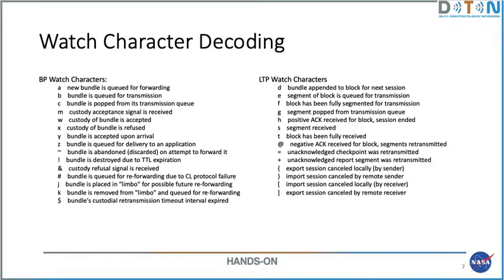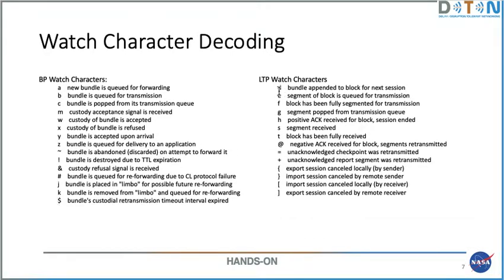Here's a version of a watch character decoding ring. This has the watch characters for bundle protocol and LTP. So you can just read through these. In general, though, A's and B's are generating things. Y's and Z's are bundles arriving at a destination application and getting queued for delivery. And then there are a whole bunch of error codes for various things that can go wrong.